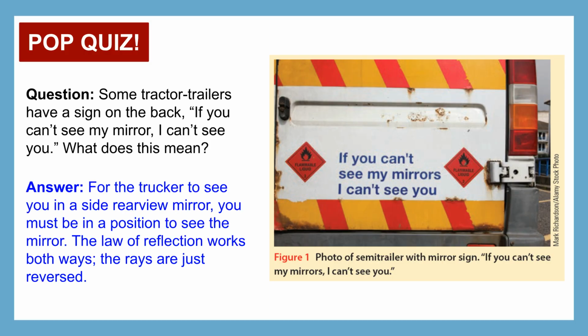What does this mean? The sign on the back of the truck means that light must travel from you to the truck's mirror and then back to the driver's eyes. If you cannot see the mirror, then light from your position cannot reflect into the driver's eyes. Reflection is reversible, meaning light follows the same path in opposite directions. So visibility depends on geometry, not attention. The key idea is that seeing requires light to reflect both ways.